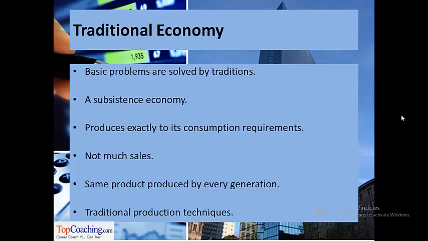So the first type of economic system that we are going to discuss is the traditional economy. In traditional economy, the basic problems of economy are solved by traditions, and custom rules every aspect of the behavior. It is a subsistence economy, that is, an economic system which is wholly reliant on the self-provisioning of the community. This economy produces exactly to its consumption requirements. There is not much of sales as there is only small-scale production. The same product will be produced by every generation. The production techniques are also traditional.